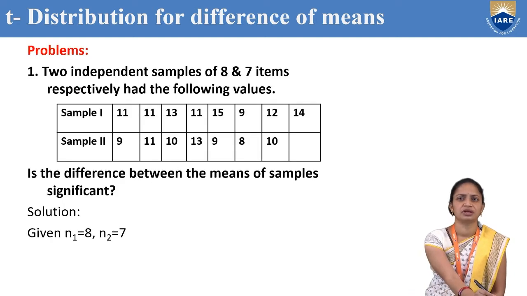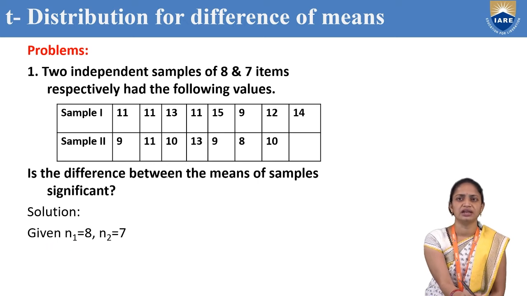First problem. Two independent samples of 8 and 7 items respectively had the following values. Sample 1: 11, 11, 13, 11, 15, 9, 12, 14. Sample 2: 9, 11, 10, 13, 9, 8, 10. Is the difference between the means of samples significant?